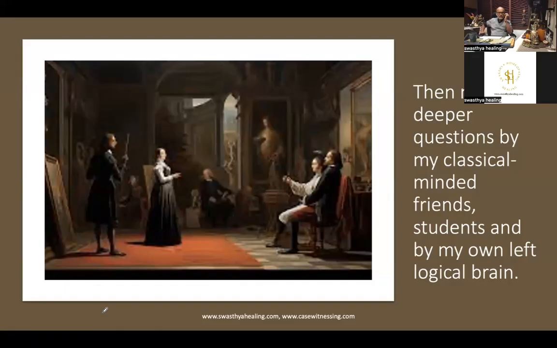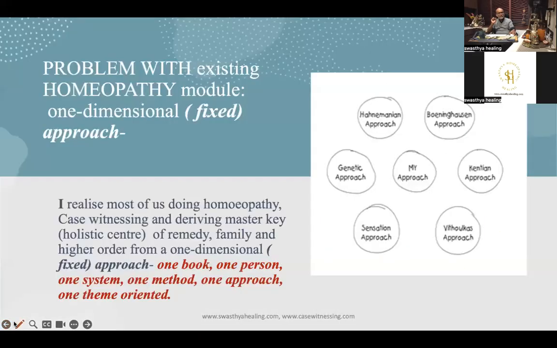I started working on it module by module. The first thing I understood, when I say case taking in difficult condition, the first thing I talk about is the problem with the existing module of case taking. The existing module is one book centric, one person centric, one system, one method, one approach centric. When we put everything from that module's perspective, it works, but the patient is not one book, one person, one system, one method, one module oriented.